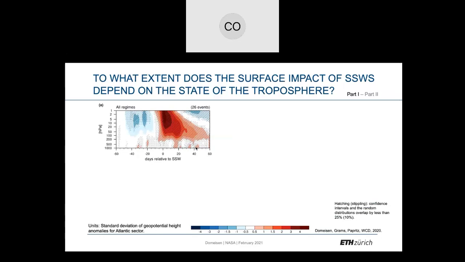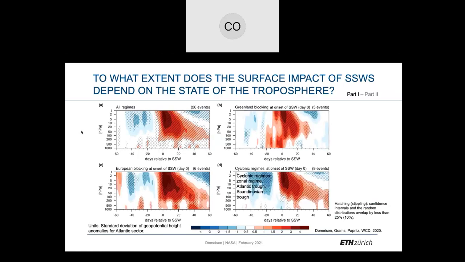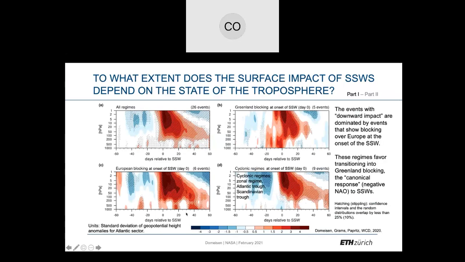So then we stratified these events according to what the troposphere did at the time of the sudden warming. We stratified them in terms of the weather regime that was present around the onset of the sudden warming event. And it turns out you get a pretty different picture depending on what happens around the sudden warming onset. Actually, the most conducive to a downward response is when you have a European block at the onset of the sudden warming. You get a lot of these downward drips afterwards. If you have Greenland blocking at the onset, that mostly means that the responses afterwards mostly shut off.